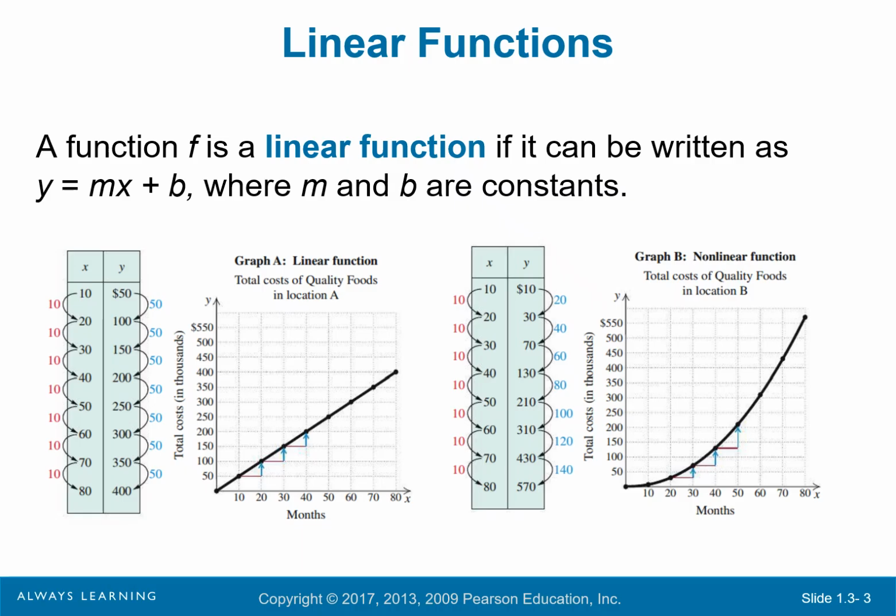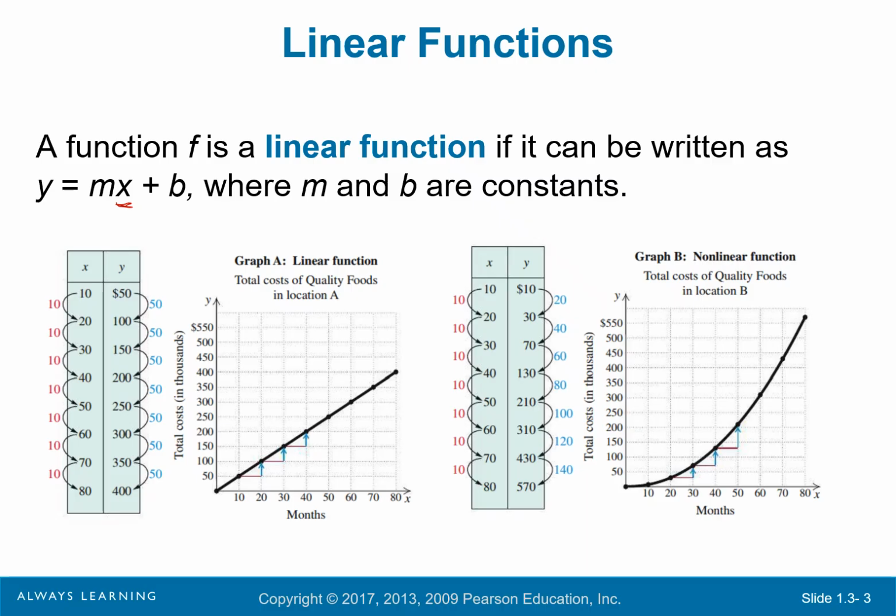So something is considered a linear function if it can be written as y equals mx plus b, where m and b are constants. And notice that x here does not have any exponents on it. So that's one of the most helpful things to think about, okay?